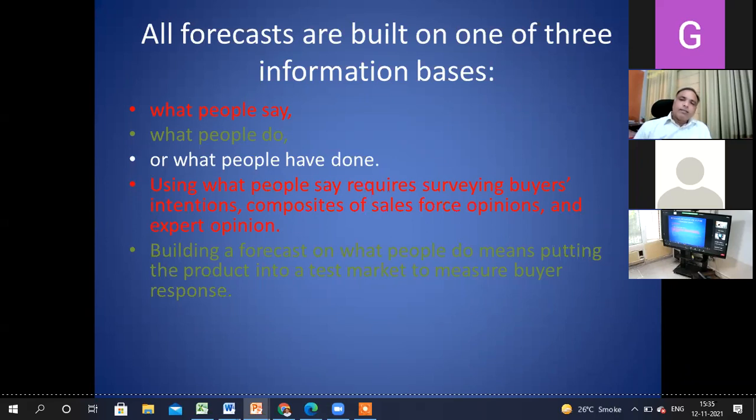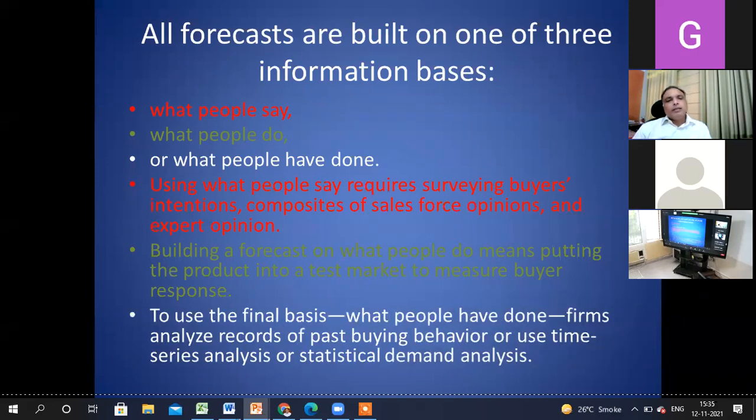Now, third, these all are the premises or bases of forecasting. Third, what people have done. To use the final basis, what people have done, firms analyze records of past buying behavior or use time series analysis or statistical demand analysis.